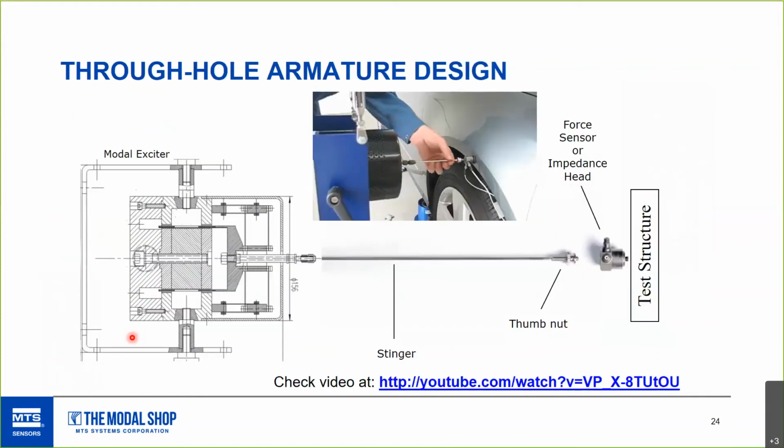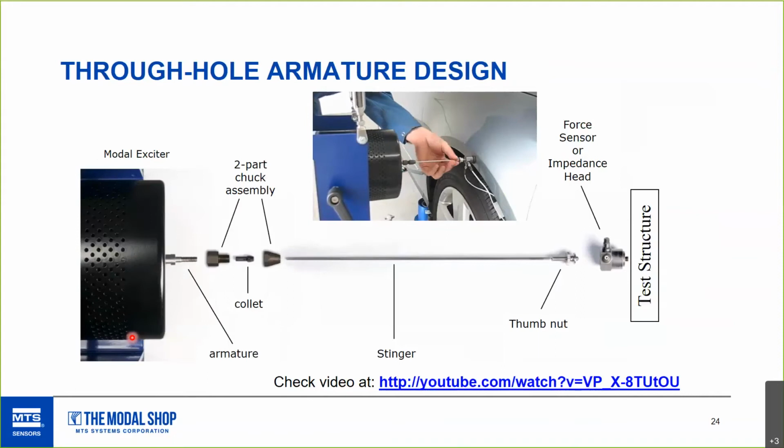You can kind of see in the video here what a through-hole armature gets us. You can vary the stinger length. It allows for an easy connection to the part under test. You can see the video for the demo. We'll send a link in again with the follow-up so you can see the video a little better. But the threaded rod type stingers need to be cut for length. If it's too short, just get a new one.